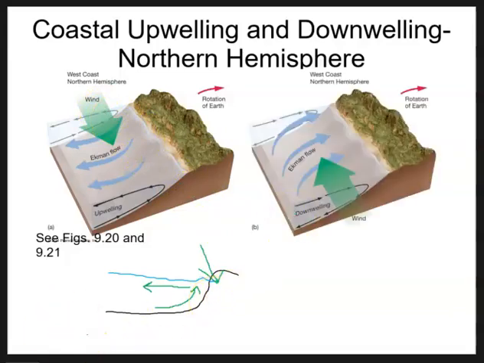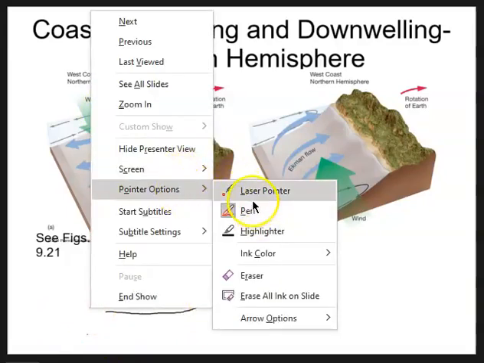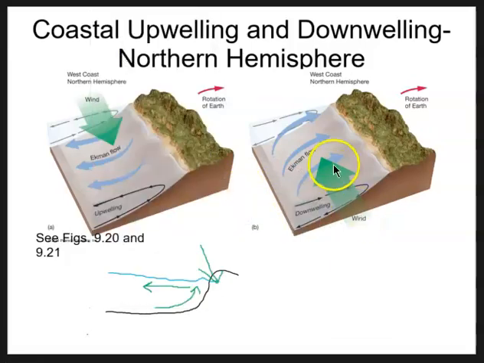Okay, so let me change back to my normal cursor really quick. Okay, so here is another situation, right? Again, we have the west coast in the northern hemisphere, and the wind is blowing from the south towards the north this time. Okay, so we can see that Ekman transport, again, in the northern hemisphere is 90 degrees to the right of the wind's direction. So that means that the surface water will actually be going towards the shoreline. Now, if you're on a beach, do you think that you have to run away because there's going to be a big wall of water coming towards you?